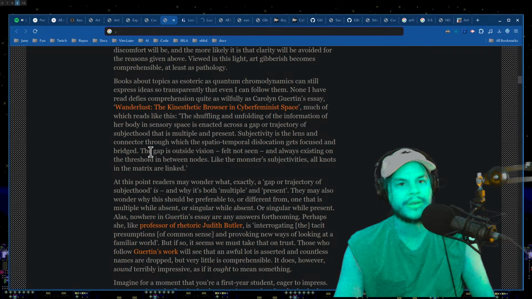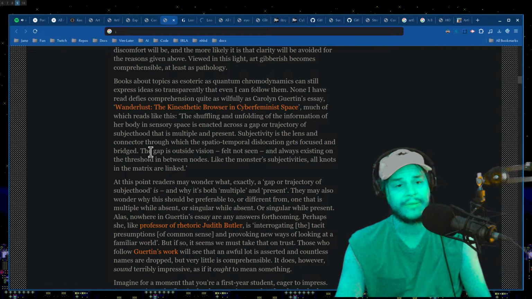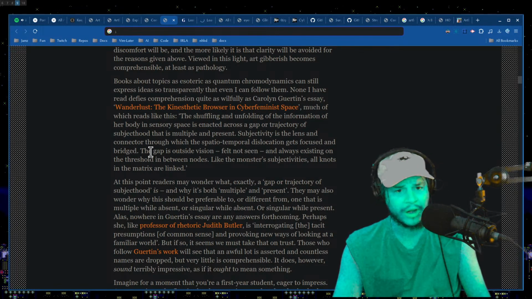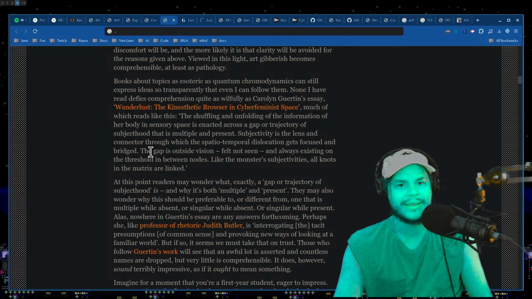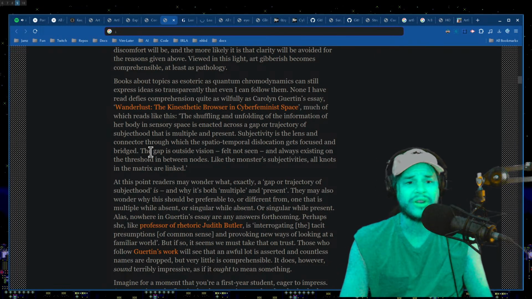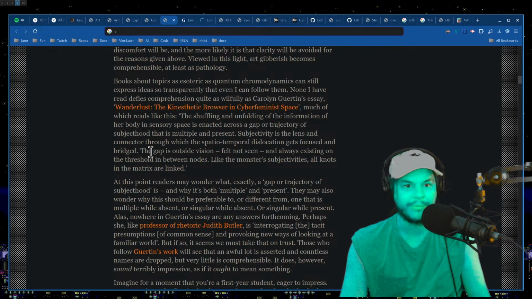Books about topics as esoteric as quantum chromodynamics can still express ideas so transparently that even I can follow. None I have read defies comprehension quite as willfully as Carolyn Gertin's essay, Wanderlust, the kinesthetic browser in cyberfeminist space. Much of which reads like the shuffling and unfolding of the information of her body and sensory spaces enacted across a gap or trajectory of subjecthood that is multiple and present. Subjectivity is the lens and connector through which the spatio-temporal dislocation gets focused and bridged. The gap is the outside vision, felt not seen. It is always existing on the threshold in between nodes, like the monster subjectivities. All knots in the matrix are linked.